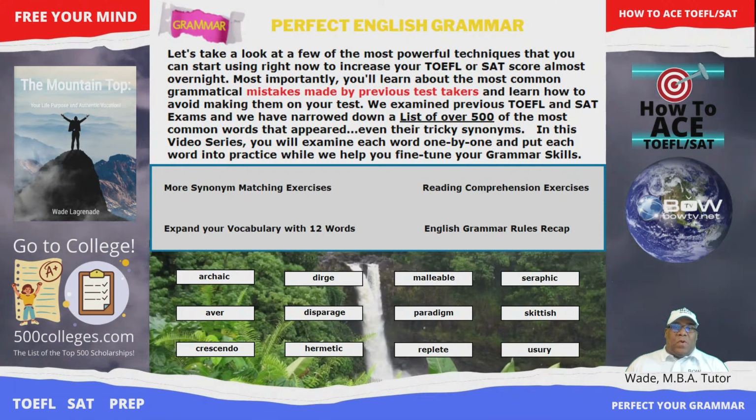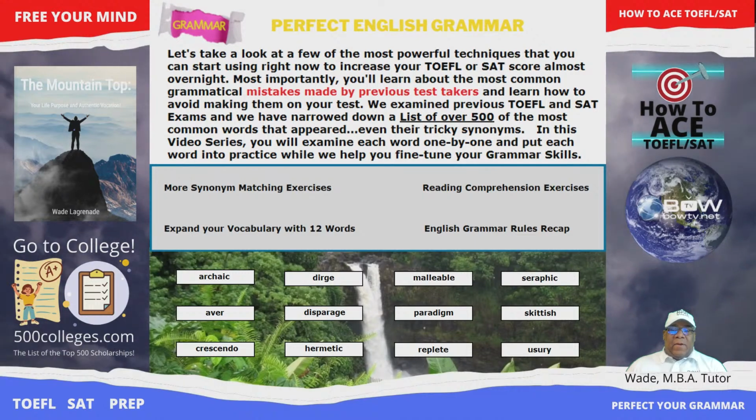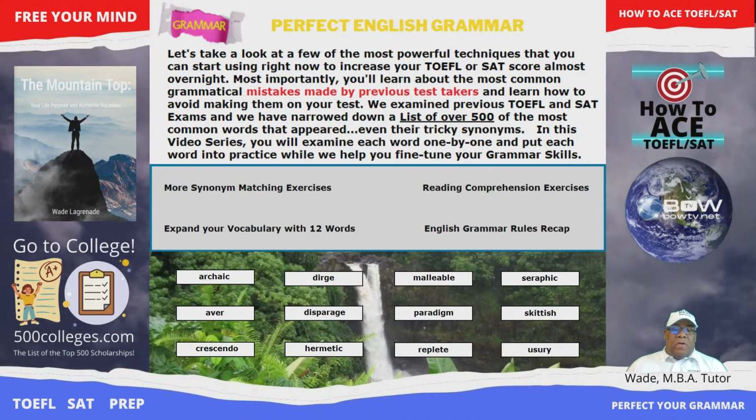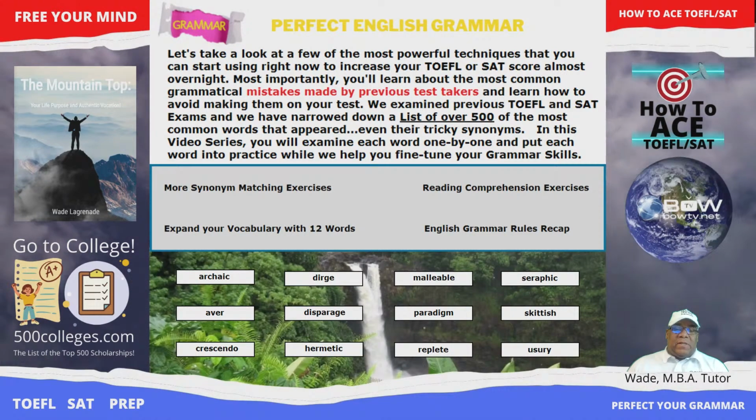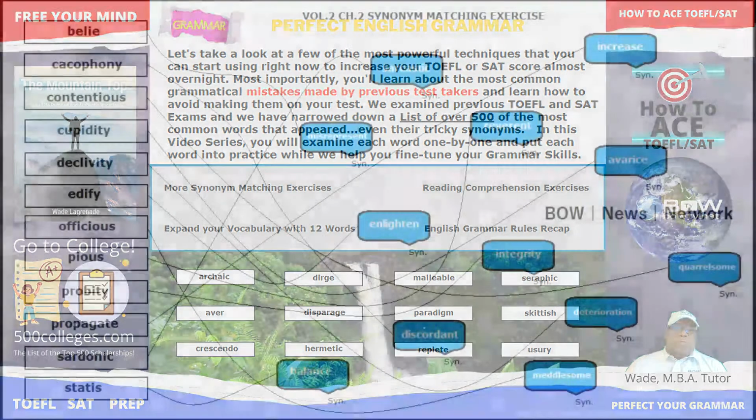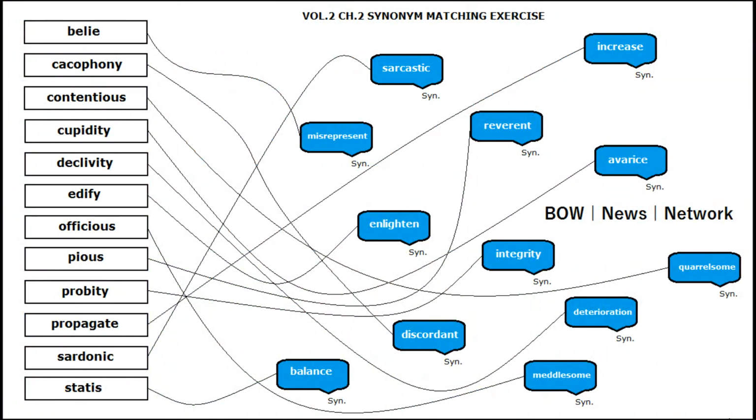We are actually working now on expanding your vocabulary with 12 new words. And we are also going to be taking a look at some English grammar rules recap. Before we actually get into it, I just want to highlight that we are looking at 12 new words, archaic through usury. And actually, let's take a quick look at the matching synonym exercise answer sheet from our previous chapter, Volume 2, Chapter 2.